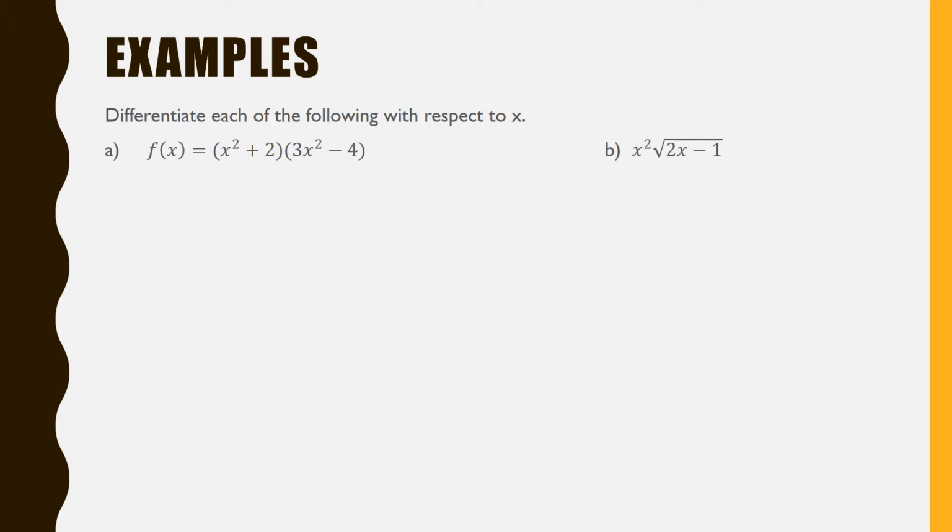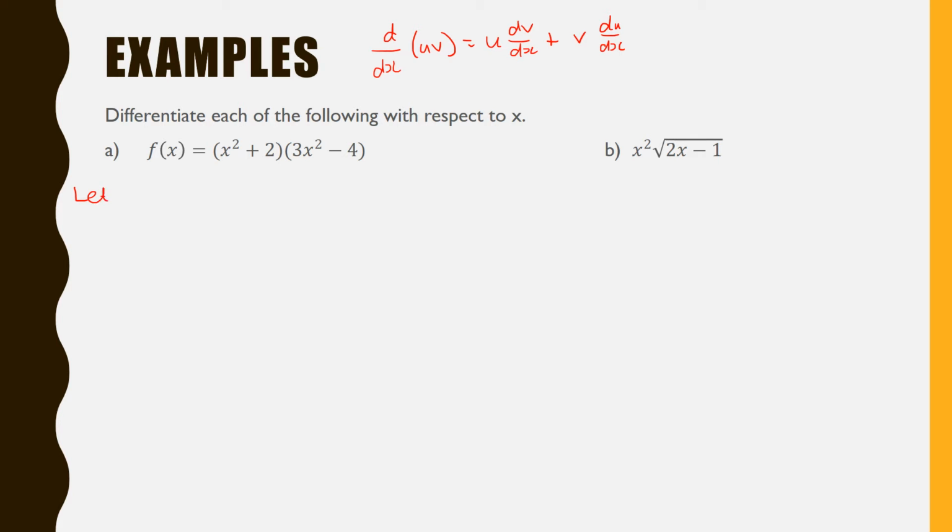Given that the formula sheet has the formula written in the form d/dx of uv equals, I keep making slight mistakes today, apologies for that, u times dv/dx, keep the first multiplied by the derivative of the second, plus v times du/dx, the second multiplied by the derivative of the first. So let's use this for our first example.